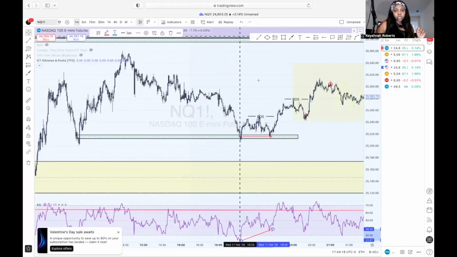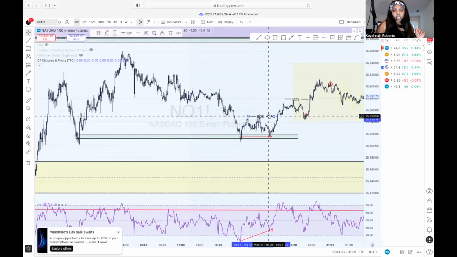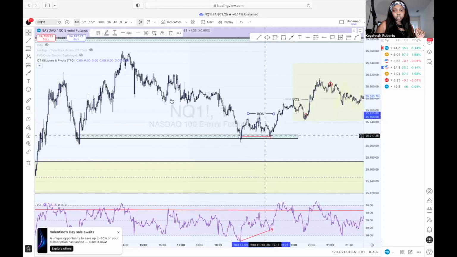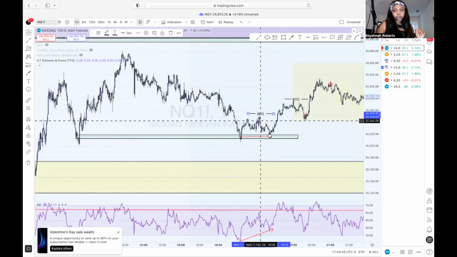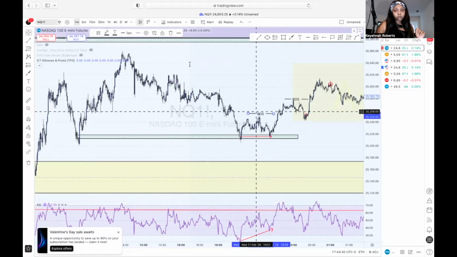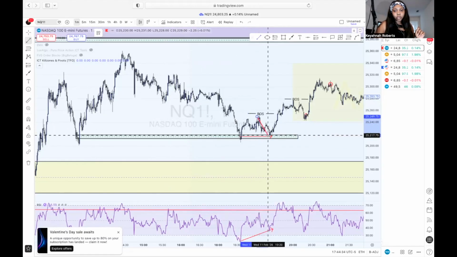And then my third confirmation was the breaker structure here. So here, as you can see, this is the breaker structure. Okay, because this was our last lower low right here. This was our last lower low. So I'll just mark that out for you, lower low. And we created a higher high.